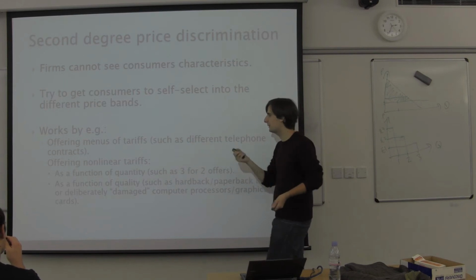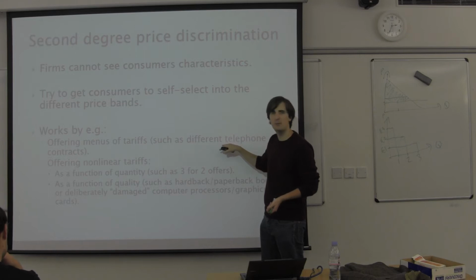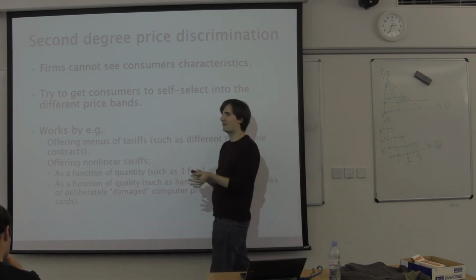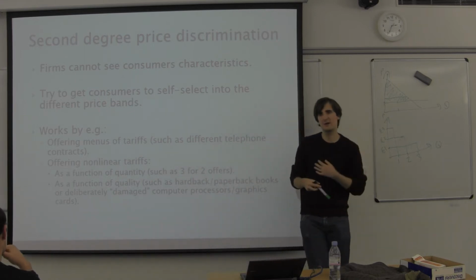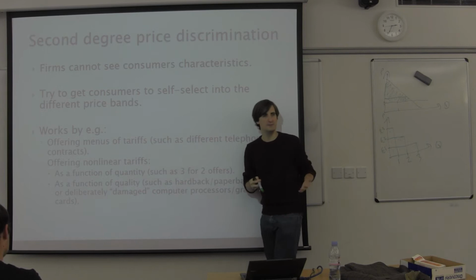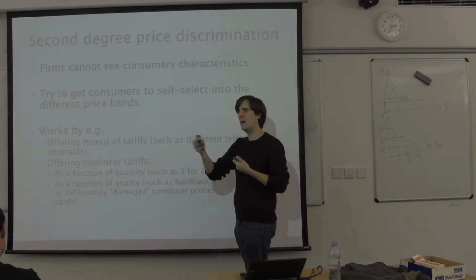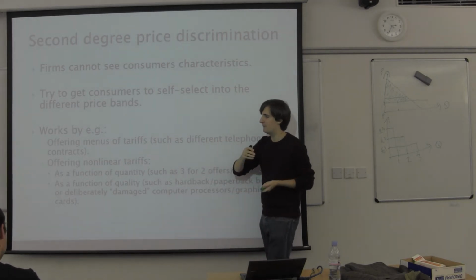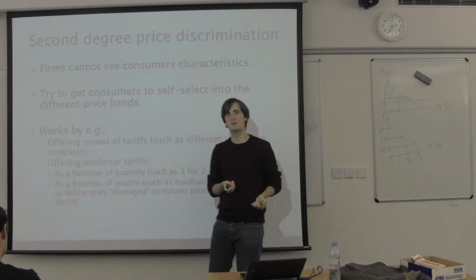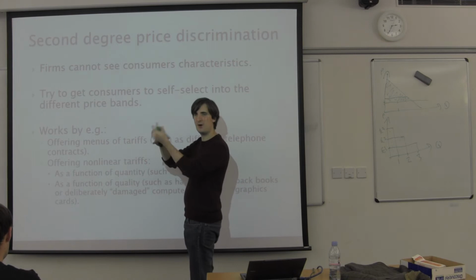So what do firms do in practice? Well, they offer menus of different tariffs. In the mobile phone world, this is different telephone contracts. You get contracts that will give you 1,000 minutes a month, contracts that will give you 100 minutes a month. People who choose contracts that will give you 1,000 minutes a month are going to be high-value business-type consumers. So you know that they have quite inelastic demand, probably. You know that you can charge them quite a high price and they're still going to pay. So that's one way you can do it, by offering different types of tariffs.